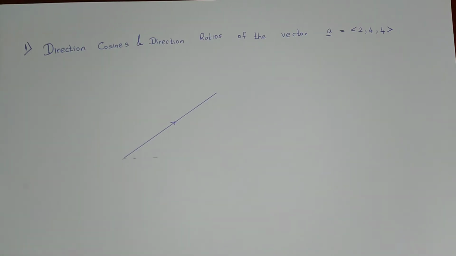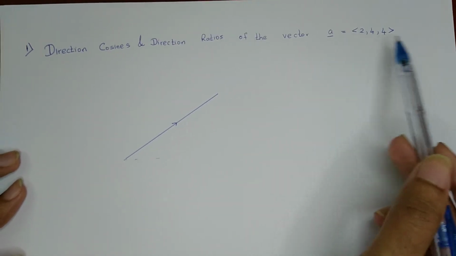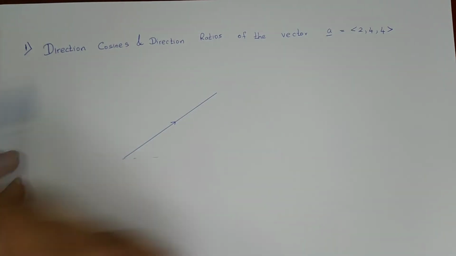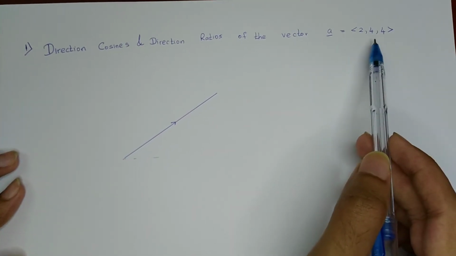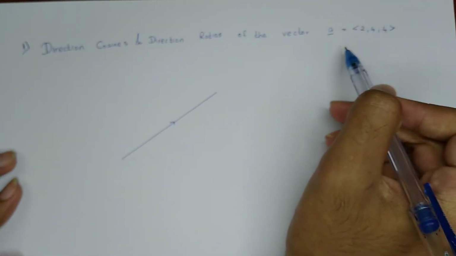So as I have already mentioned, there are three axes, x-axis, y-axis, z-axis. So when we are considering the direction cosines of a vector, there would be three direction cosines. For these angles, we need to find the cos value. Let's say we need to find the direction cosines for this direction vector. They have given the direction vector, which is 2, 4, 4.